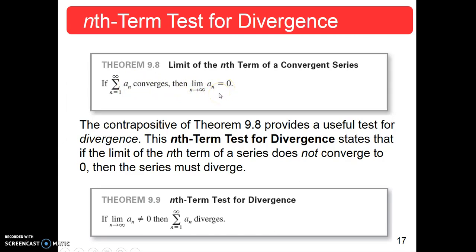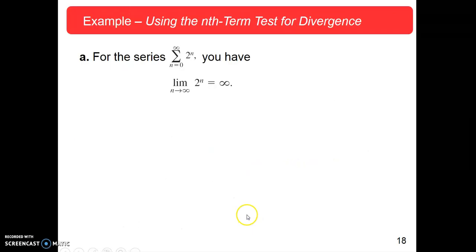And if we take the contrapositive of that, meaning if we rearrange logically, there's an equivalent way to state this theorem, which says that if our nth term does not go to 0, then we can conclude that the series diverges. And so that could be a useful test.